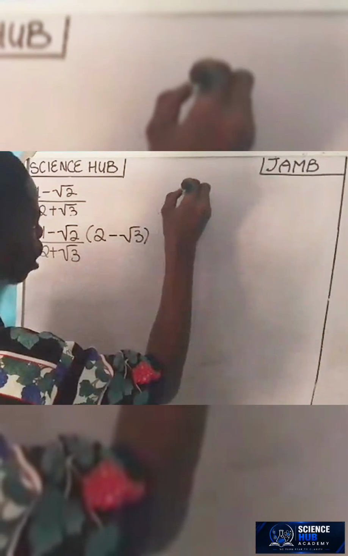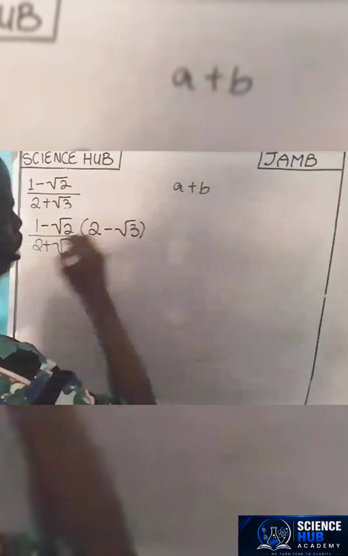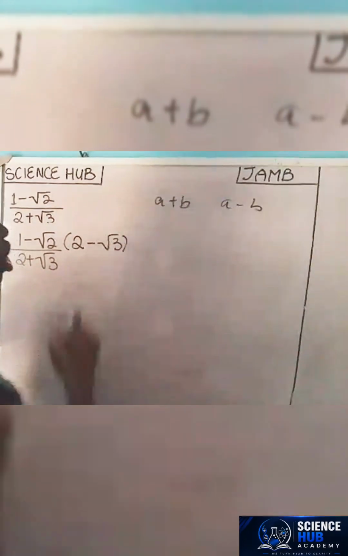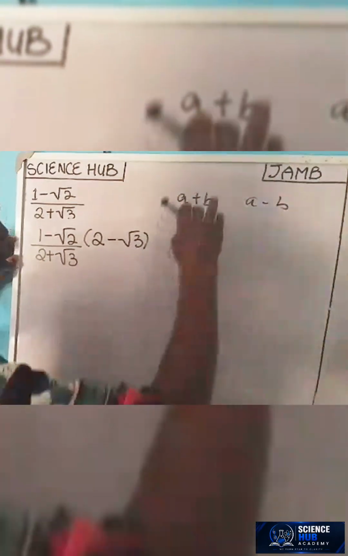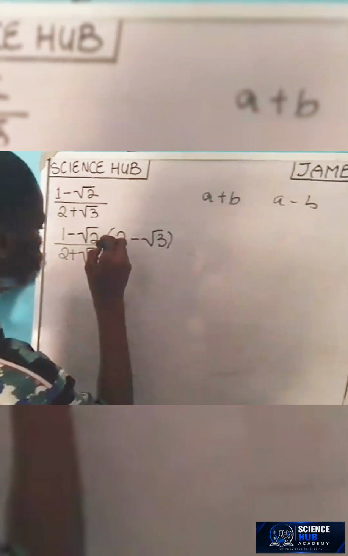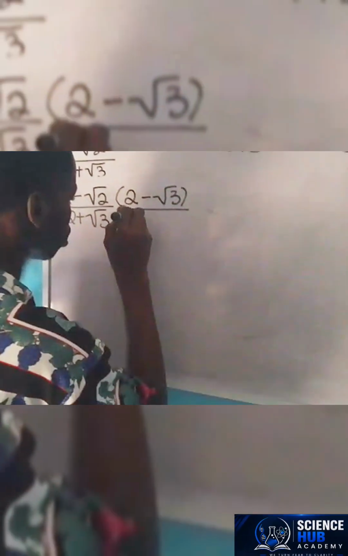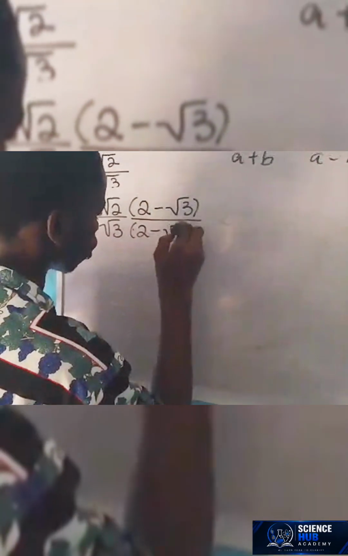A conjugate of a number, if you have a plus b, the conjugate is going to be a minus b. Nothing changes apart from just the sign, just the sign between them. Now, divided by 2 minus square root of 3.